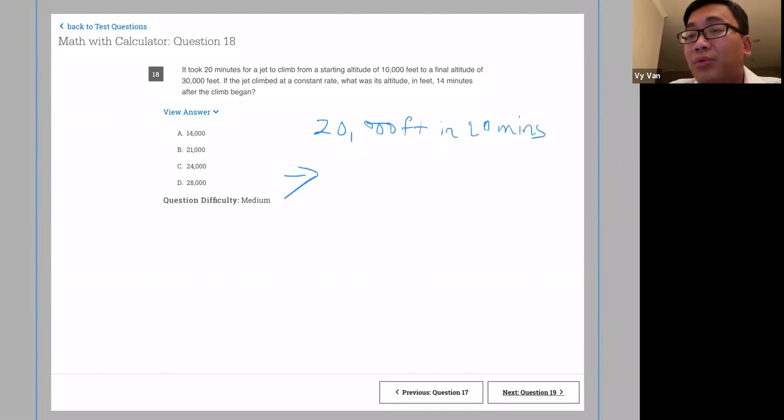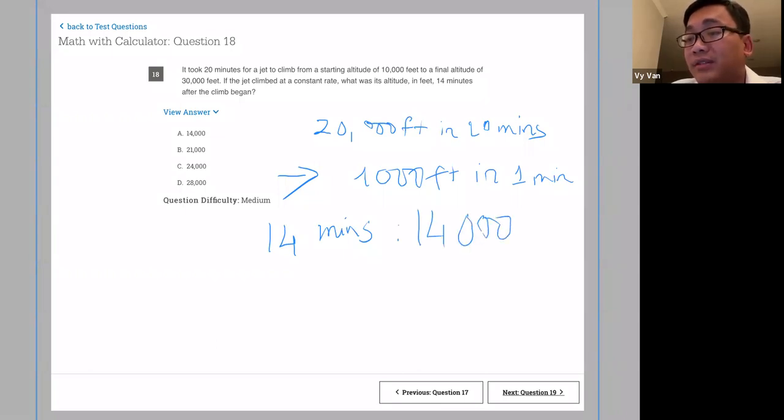So what does that mean? The rate will be, it climbs 1,000 feet in 1 minute. So what they ask, what was the altitude 14 minutes after the climb? So after 14 minutes, if it climbs at 1,000 feet per minute, that means he has climbed 14,000 feet. However, they didn't ask how much he climbed. They asked what was its altitude. Okay, so you started with 10,000.